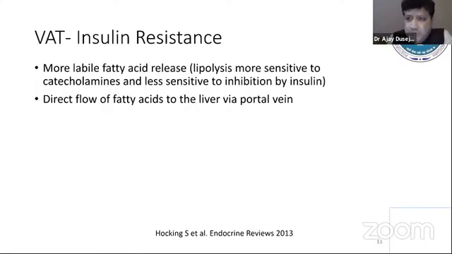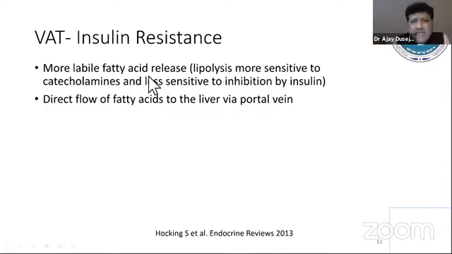Now, why? If visceral adipose tissue, even though it is small, is contributing more towards insulin resistance, why is it so? Why is this happening? Again, there are certain hypotheses for this, and I've just enumerated a few of these here.